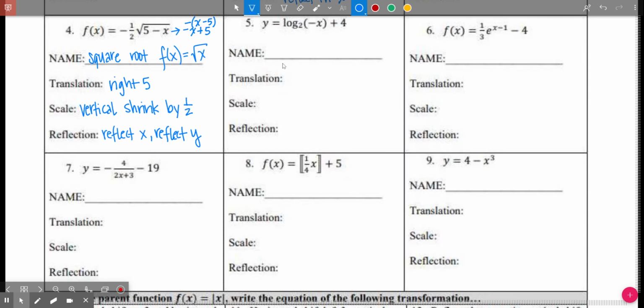Number 5, this is what we call a logarithmic function. The parent function of a logarithm is just f of x is equal to log of some base b of a. So in this case, we have reflected in y because of my negative inside of my log, and I have shifted up 4 units.